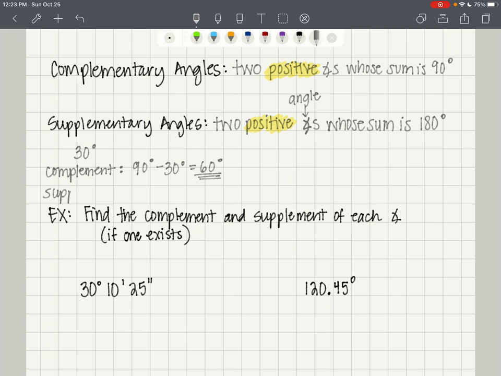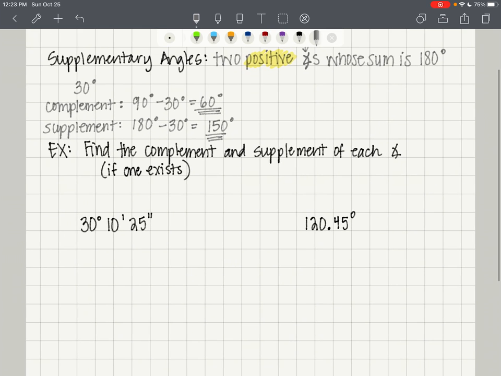And the same is true with the supplement. What do we add to 30 degrees so that the sum is 180? Well, we're going to back into it by doing subtraction. 180 minus 30 degrees is equal to 150 degrees. So the complement of 30 degrees is 60 degrees, and the supplement of 30 degrees is 150 degrees. Now we can move on to something a little bit more challenging with degrees, minutes, seconds.